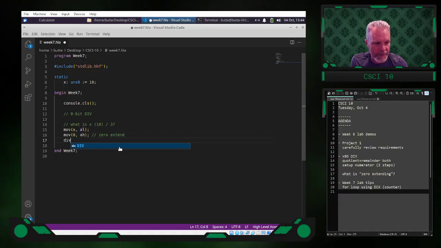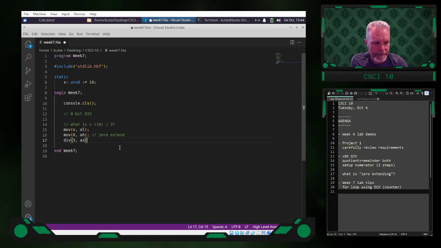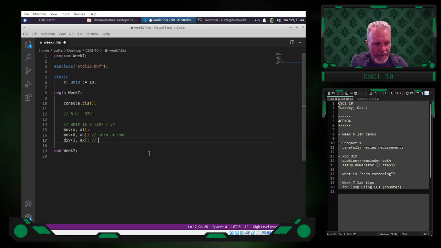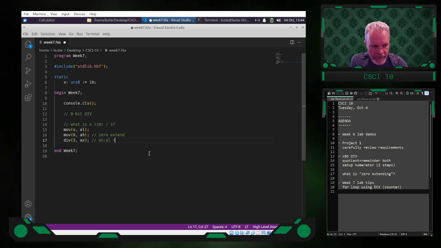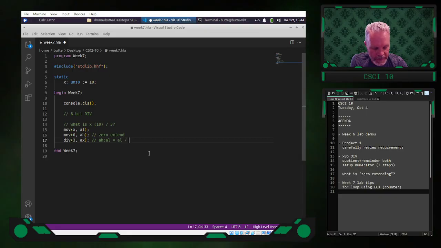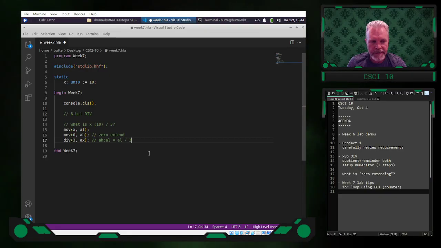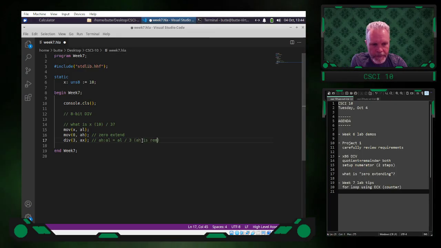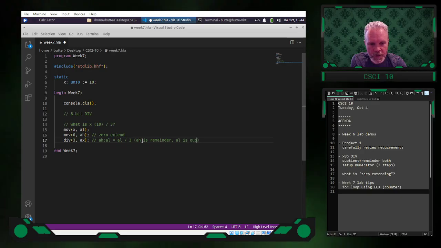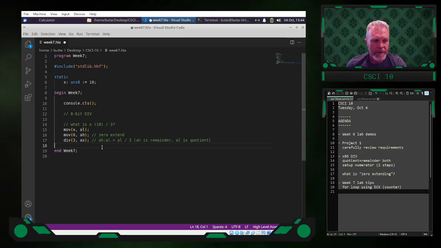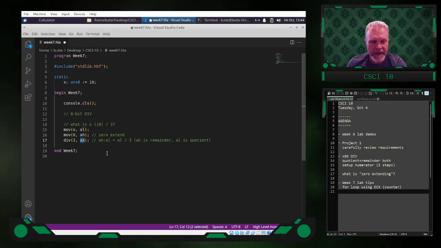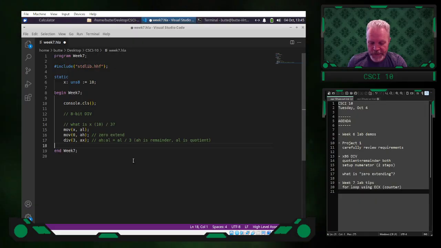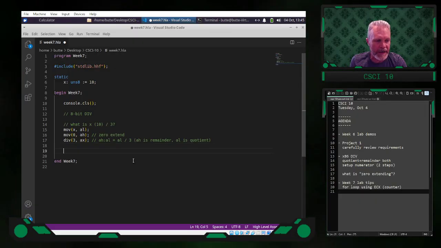Then we can run the div. So we will div. So we're kind of saying here that AL equals AL divided by 3 is kind of how that works. AH is remainder, AL is quotient. But remember, the combo of AH and AL is actually just written as AX in x86 assembly. So now the division is done, and now we can look at our results.